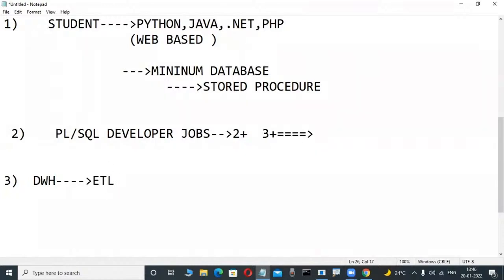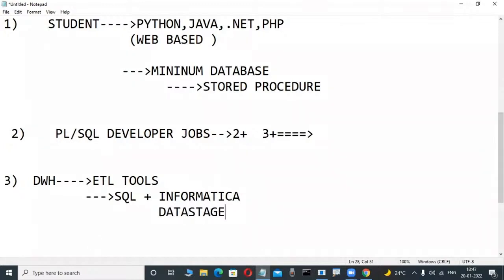Extraction, transformation and loading: ETL tools. These persons need a little bit of SQL knowledge. PL/SQL is not required, just SQL knowledge, having an idea. Then they learn the tools in institutes also. Informatica is a very popular tool. Then there is DataStage, a popular ETL tool. Again, Talend is another tool.